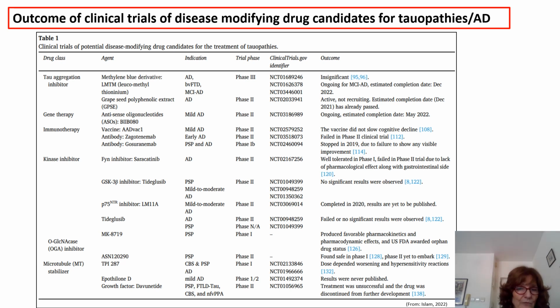If we look at the outcome of clinical trials as of today, we can see all the categories: tau aggregation, gene therapy, immunotherapy, kinase inhibitor, glycosylase inhibitor, and microtubule stabilizer. Looking at the outcome, which is not so encouraging, we can see insignificant, did not show slowing of cognitive decline, failed, stopped, no significant effect, failed, not significant. Many of them are not so encouraging, and looking at the immunotherapy, we can see the vaccine did not slow cognitive decline, and failed and stopped. So this is the situation as of today.